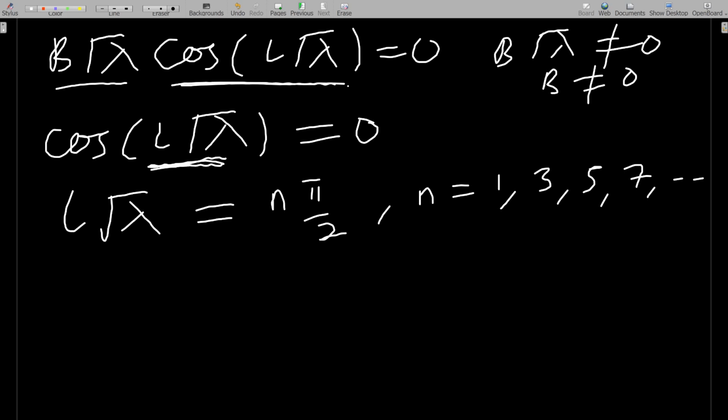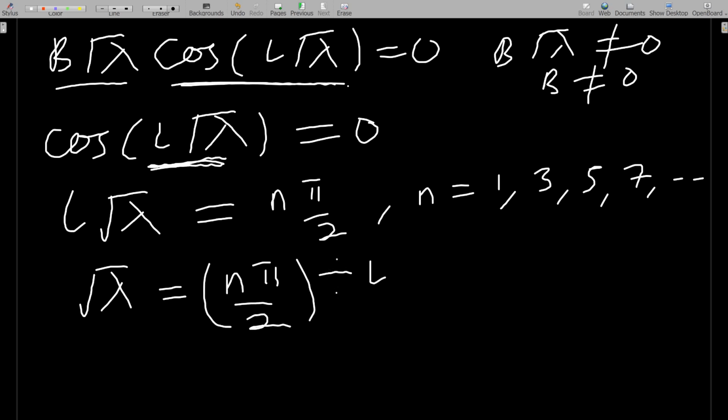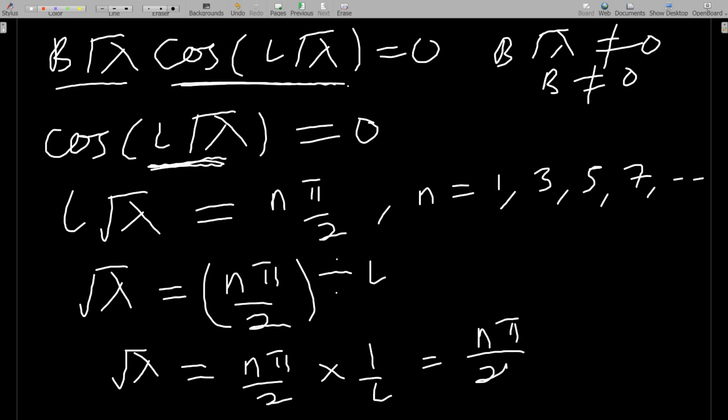So this is the solution to that, and that square root of lambda will be equal to n pi over 2, then all divided by L. Let me just do it for you to understand. Then square root of lambda will be equal to n pi over 2 times 1 over L. So in effect, it's equal to n pi over 2L. I hope you understand this.